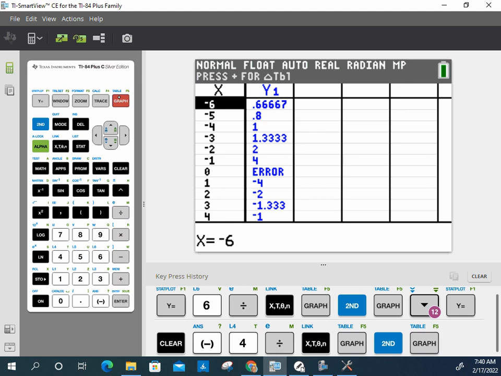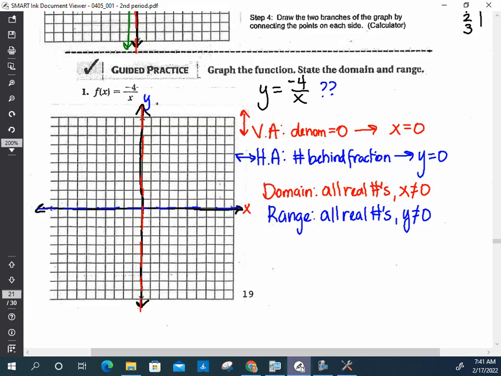So again, remember, the error message tells you where the vertical asymptote is. So you want 3 good points above it and 3 good points below it. So -4 and 1, -2, 2, -1, 4, 1, -4, 2, -2, 4, -1. Again, you want 3 on each side. So we got our 3.